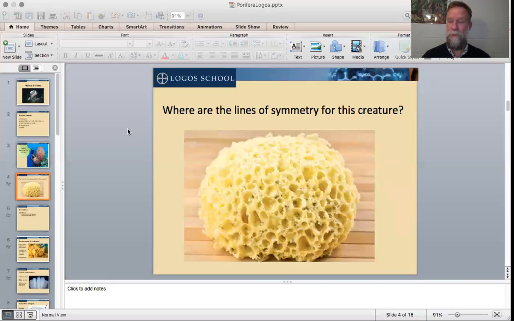And you'll find out soon why sponges are not created equally. You don't want any sponge to bathe with. If you pick the wrong type, you're going to just get scraped up really good.